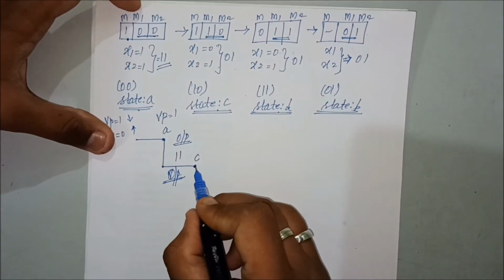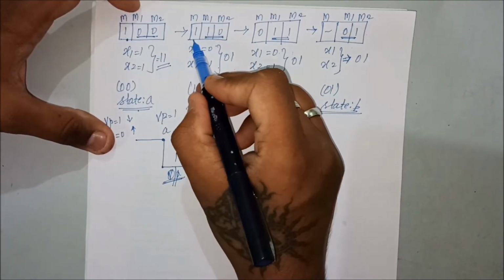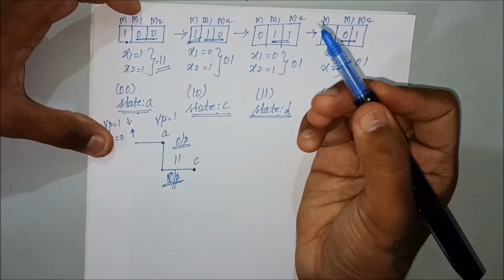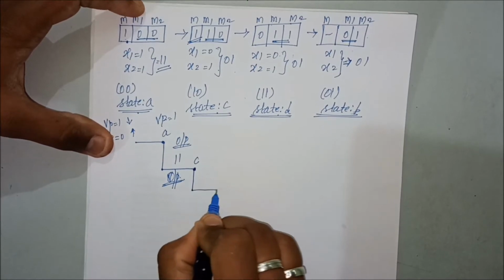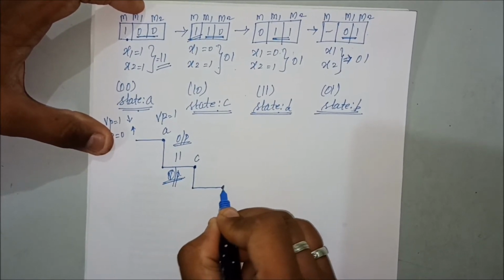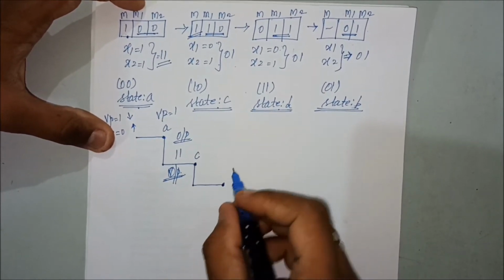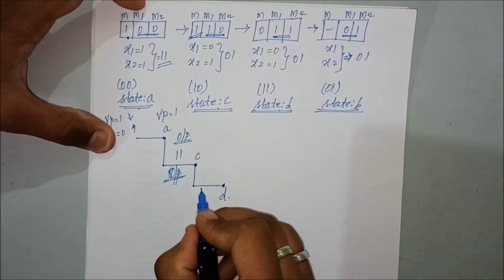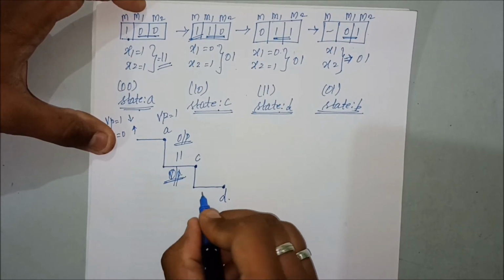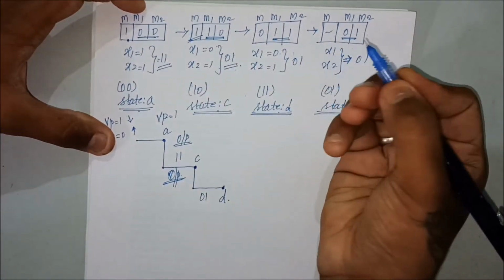What do we check for the input? The input value is 1. So the input value 1 means again a down step, and it is going to the next state. What is the next state value? It is D. So what is the output? The output is 0 1.